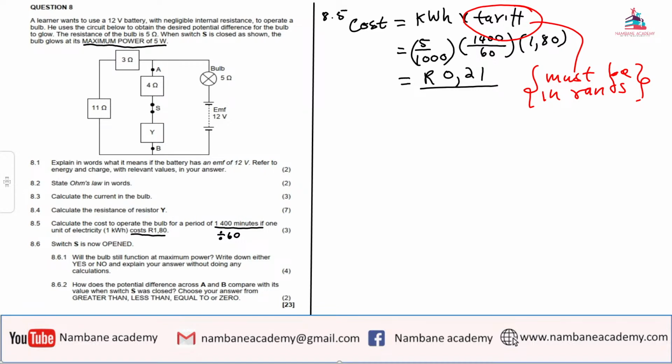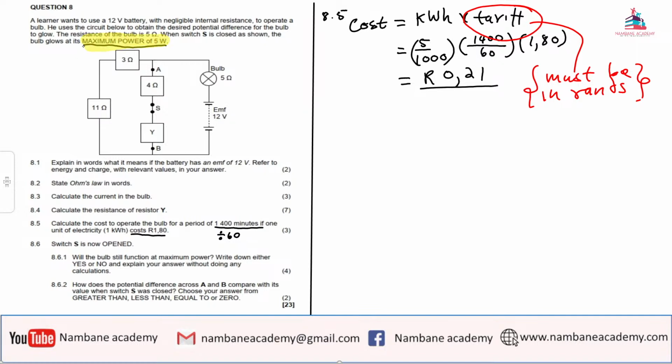Ratanang? Sir, please explain how you got the 5 divided by 1,000. Okay, remember the maximum power that was given there, it's 5 watts, ne? Let me write it here. The maximum power that is given is 5 watts. But let's look at the formula. It says it must be kilowatts. I am here, Ratanang.